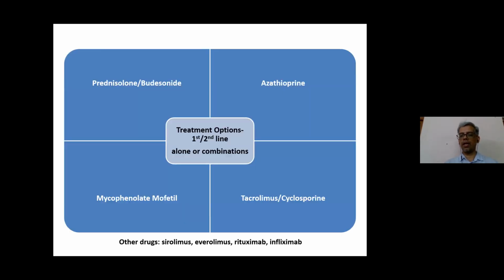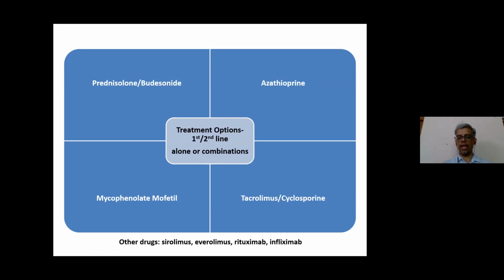So what are the drugs which we have in our armamentarium for the management of autoimmune hepatitis? The drugs include steroids, which include prednisolone and budesonide. You have antimetabolites like azathioprine, drugs like mycophenolate mofetil, and calcineurin inhibitors like tacrolimus and cyclosporine. These drugs can be used either as first line options or second line options, alone or in combination. We'll discuss how we approach and manage patients with these drugs.